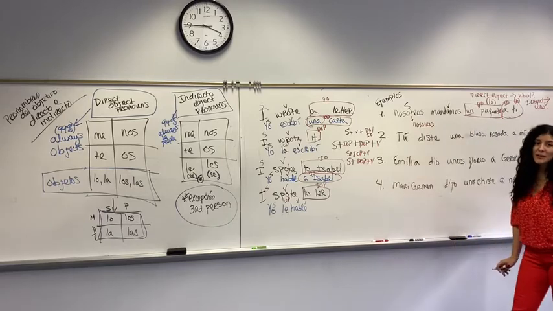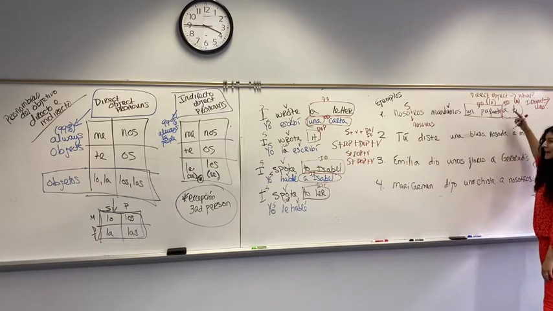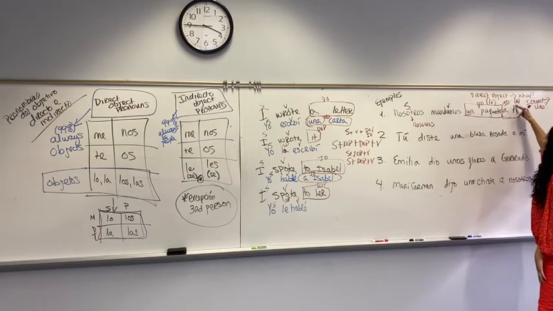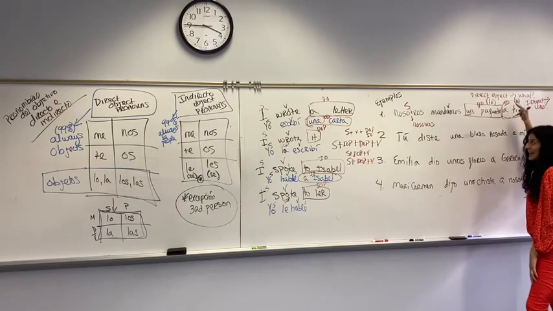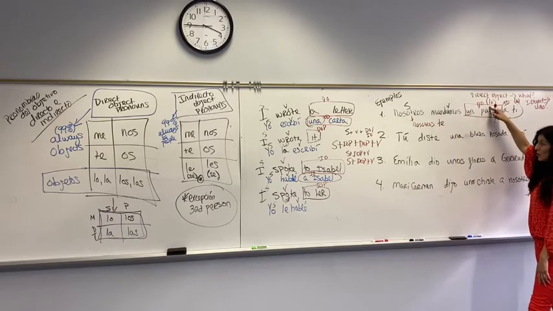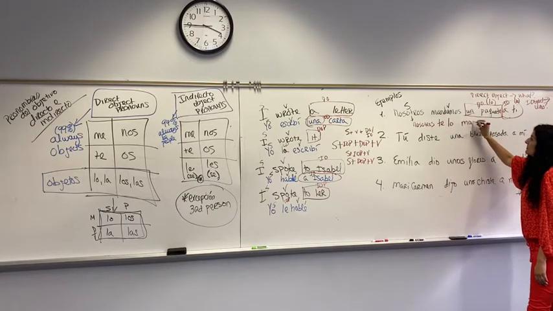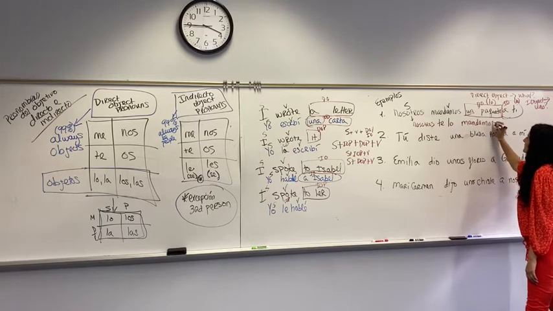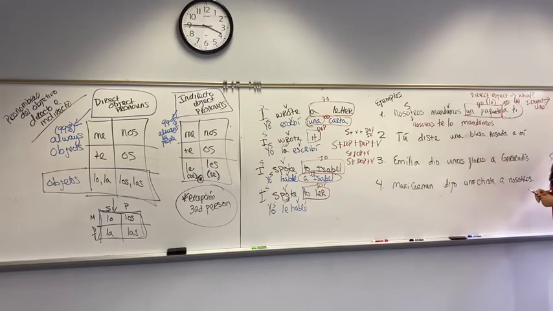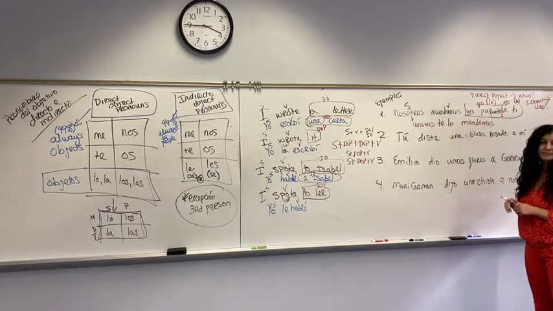Then the order is always indirect object pronoun first, then direct object pronoun. So I start with the back and I move forwards. The indirect object pronoun is te. The direct object pronoun is lo. And the verb is mandamos. In English, we would say, I sent it to you. But in Spanish, they would say, I, you, it, sent. Nosotros te lo mandamos.